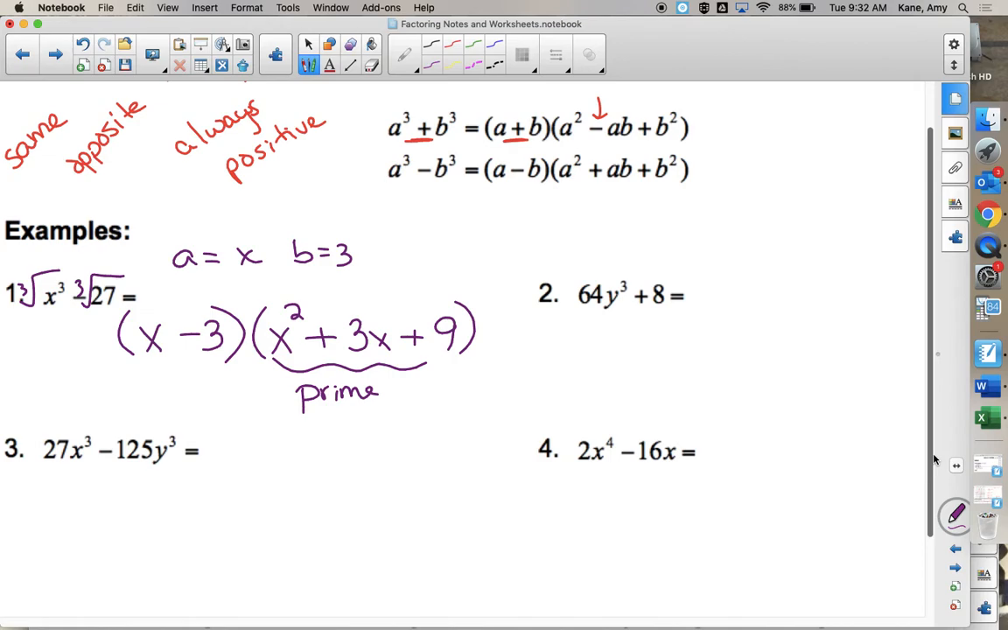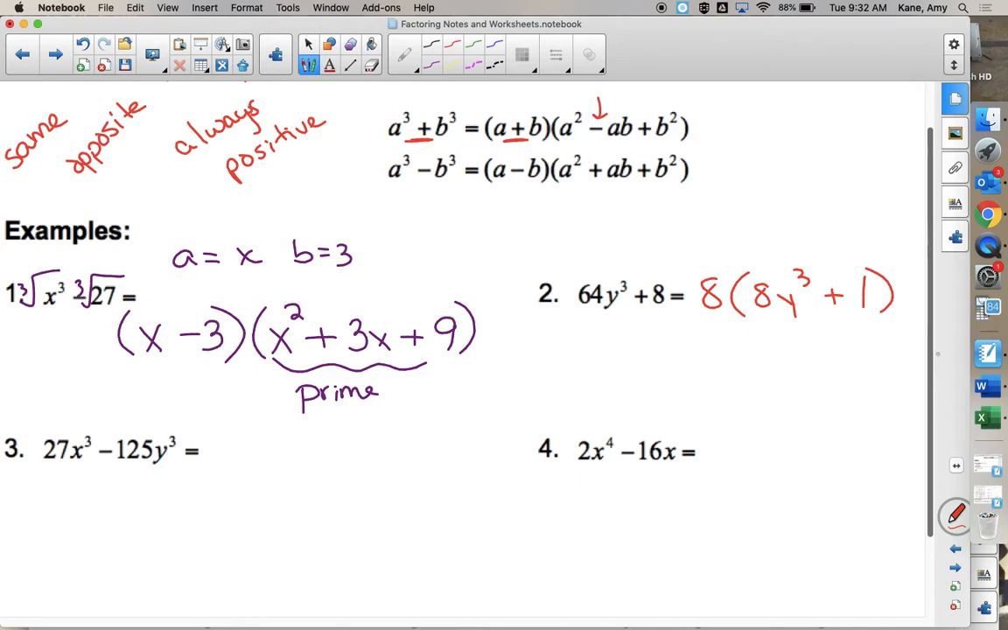So if you look at number 2, ask yourself first before you factor it, is there a GCF? Yes, there is. Even though those numbers are perfect cubes, you still have to take a GCF out. So Colin, what would the GCF be of number 2 that we can pull out? An 8. So let's take out an 8. If you pull out an 8, you're left with 8y cubed plus 1.